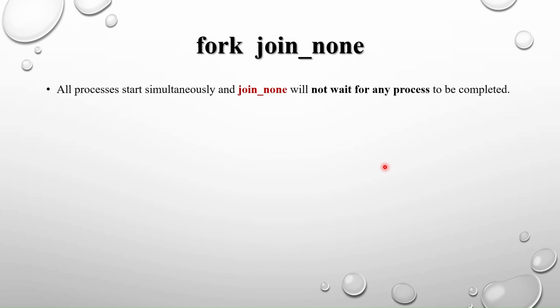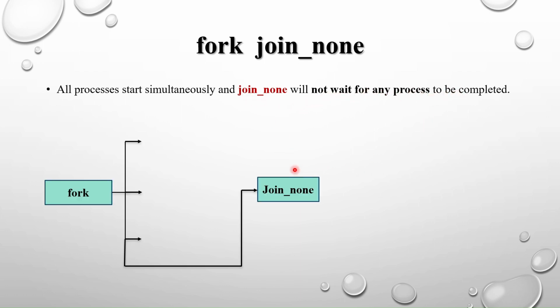Okay. Now we will see fork join none. As the name suggests, join none means it will not wait for any of the processes to be completed. Inside the fork join none statement, if you have three processes, they will start execution simultaneously, but it will not wait for the completion of any process. It comes out of the block when it enters the fork block. Here all the processes start executing in parallel, but it is not waiting for their completion. It comes out of the block.